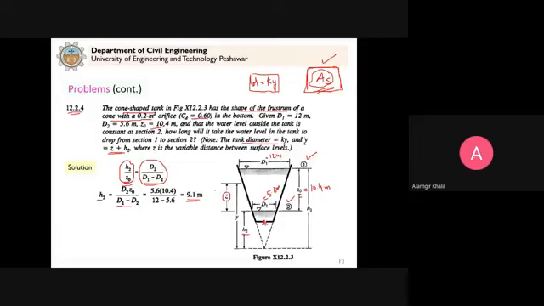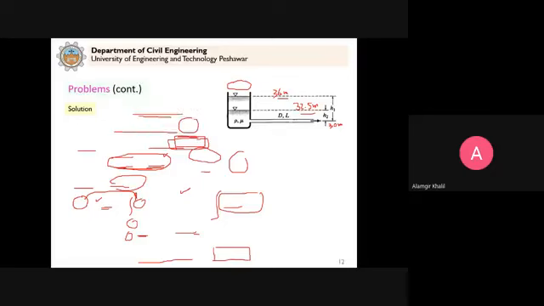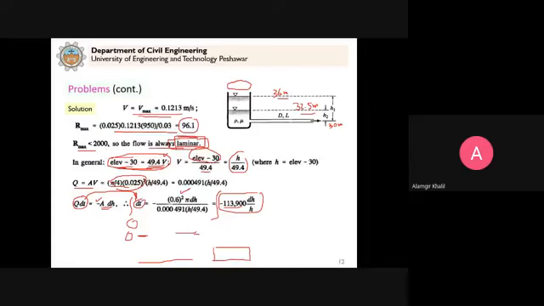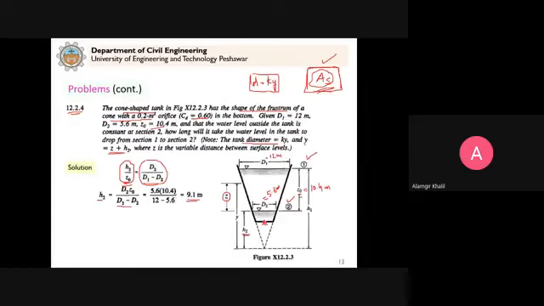And we have to express the area in terms of Z. Why? Because in the equation, we have this dz. So if you want to evaluate the integral, you have to express the variables in terms of Z. That's why we are doing this. We have to now express this area in terms of Z. So now your H2 is 9.1 meter.